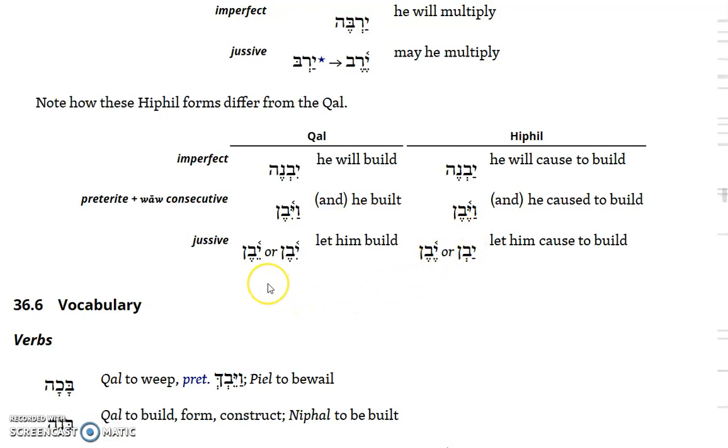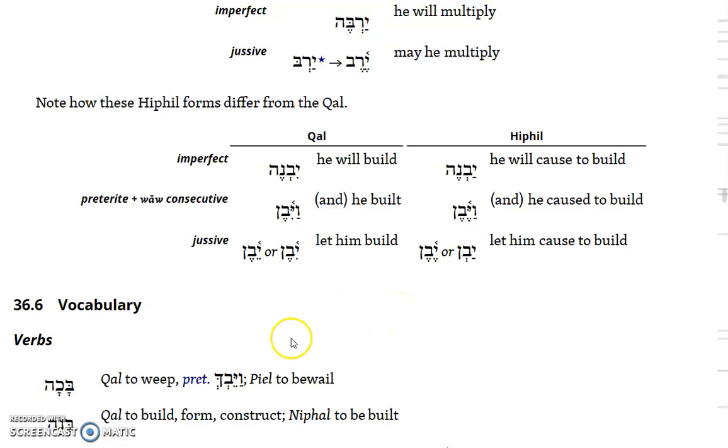And then the jussive, you drop the segol hey, and then often treat what's left like a segolate noun. You could get the jussive form, let him build, yiven, or yiven. But then with the hiphil, you could get yaven or yavn.